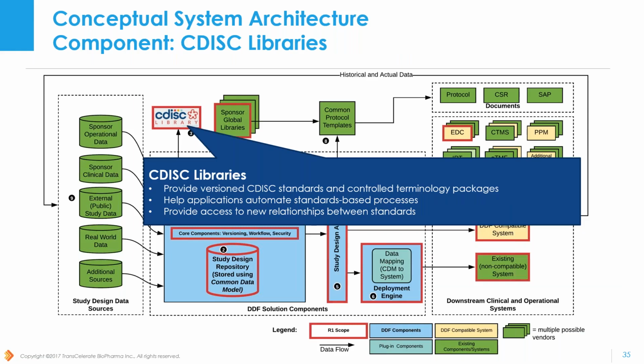A key part of the study design process is being able to take advantage of standards. So CDISC is an industry consortium that provides clinical data standards. These standards are used by pharmaceutical companies, CROs and others to develop clinical studies and collect clinical data in a consistent way. So these standards contain controlled terminology packages, and they help to automate standards-based processes and applications. And CDISC also provides access to new relationships between standards that are being developed. Next slide.